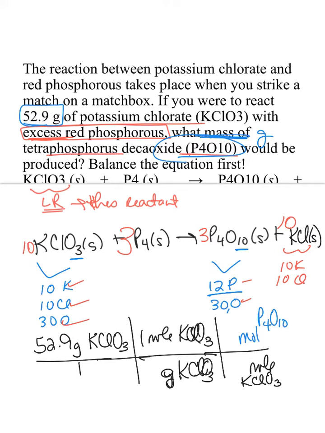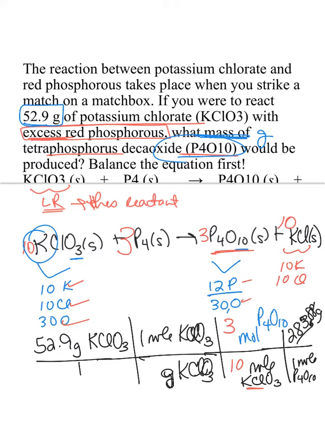You have to go to the mole-to-mole bridge, which is on the balanced equation. So we have 10 as the coefficient in front of the potassium chlorate, and in front of the P4O10 we have 3. But we want grams, so we're going to have to go one more step. For 1 mole of P4O10 we look at the periodic table and calculate its molar mass, and we see it's 283.88 grams. So see if you can get 283.88 grams.